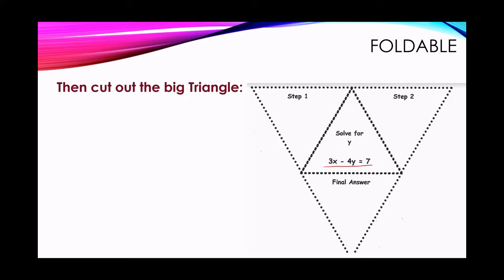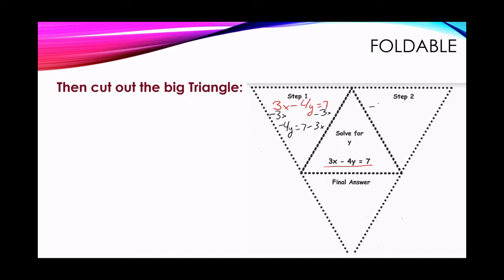Okay, step 1. We're going to do 3x minus 4y equals 7. Just going to write that down. And what I need to start doing is isolating y. And so I'm going to subtract 3x on both sides. Now I don't know what x is, so I can't simplify it any more than 7 minus 3x. All right, that was the first step.